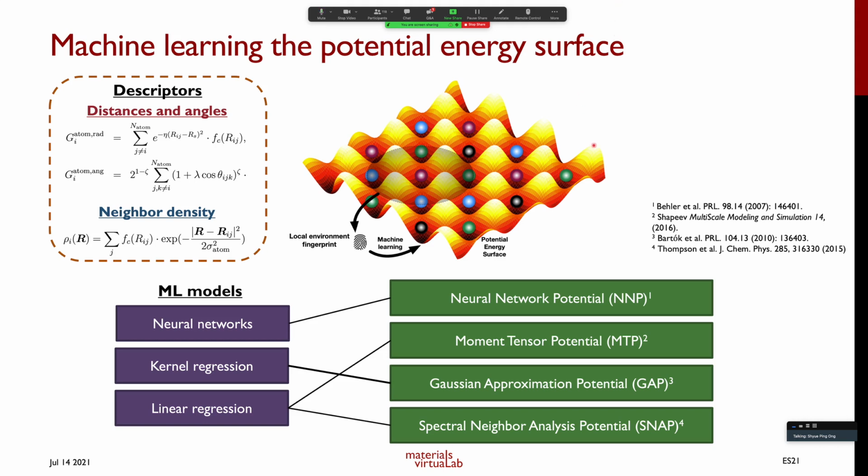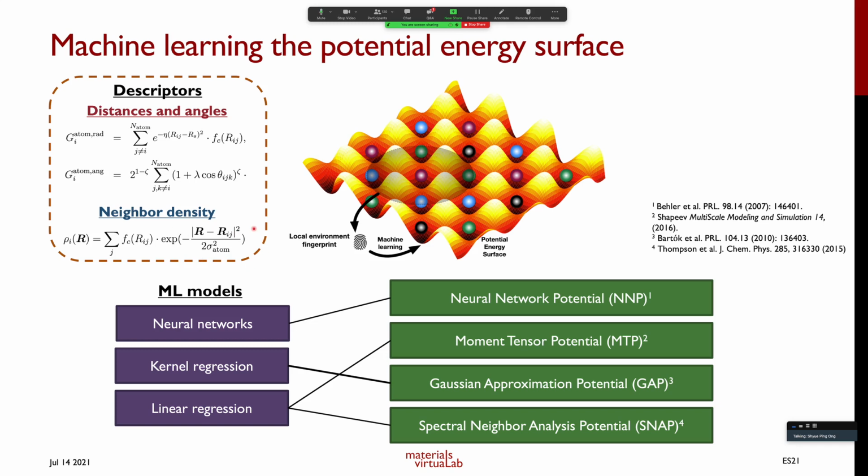okay? So there are two main classes of machine learning interatomic potentials, and this is the way that I like to classify them, right? They either describe the local environment around an atom using things like the distances and angles between the atoms, okay? This is, for example, what are known as the Behler symmetry functions developed by Jörg Behler. Another class of methods uses a slightly different way to describe the potential energy surface, and that's using the neighbor density.